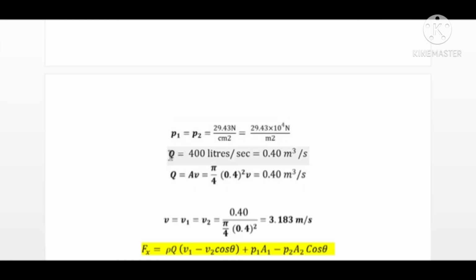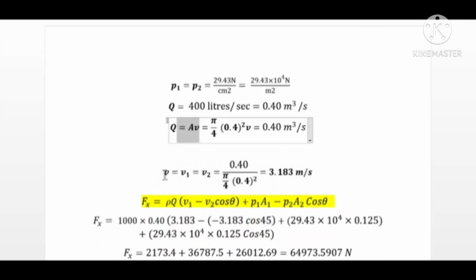Also we have been given that discharge is equal to 400 liters per second, and we have converted that to meter cube per second as well. Now we know that discharge is equal to area of cross section multiplied by velocity, and we have calculated the value of velocity from that because we know the discharge and the area. That velocity is going to be constant throughout the two cross sections, that is, V1 is equal to V2, and I have calculated it as 3.183 meter per second.